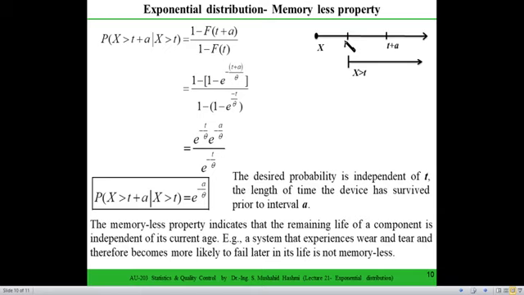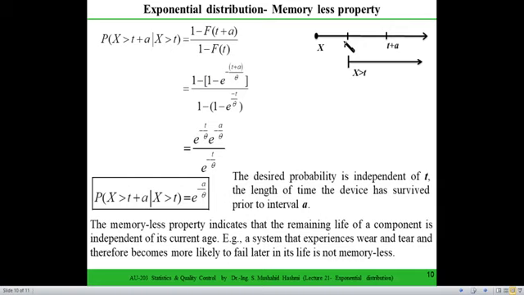This property is very useful when you are predicting the remaining life of a component which is not depending on its current age. So it means, for example, whenever a system experiences wear and tear, we already know that due to the wear and tear, the likelihood of failure increases.